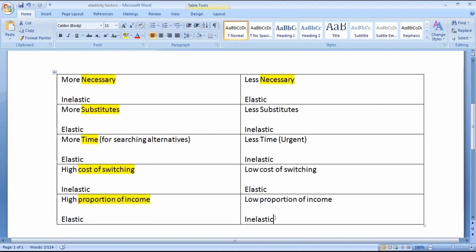compared to products where we spend only a very small part of our income, very little money. So we really don't care if they increase or decrease the price, right? It doesn't matter, because it costs a very small amount of money. All right. So is it clear? These are the factors that affect the elasticity of demand.